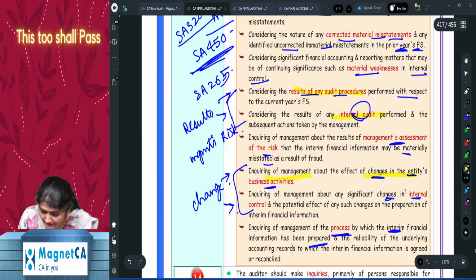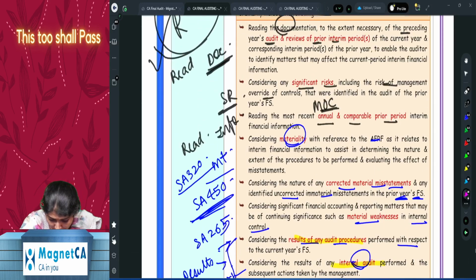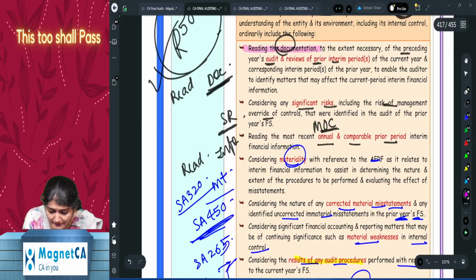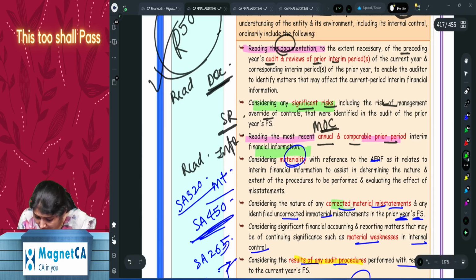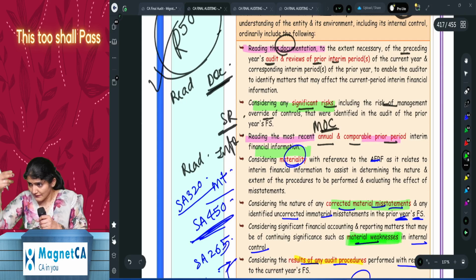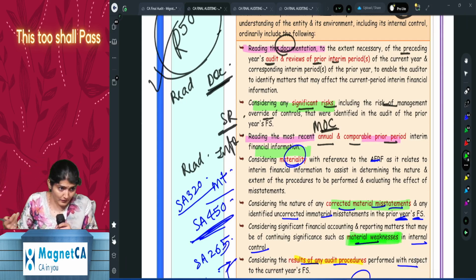Change in business activities and change in control. Then you also inquire into management's assessment of risk and the process by which management has prepared the interim financial information. Then you read the documentation and the comparable information. Then you consider the significant risk, the materiality, the corrected misstatements, and the material weaknesses. Right? So 2 points over there. What are the 2 points?